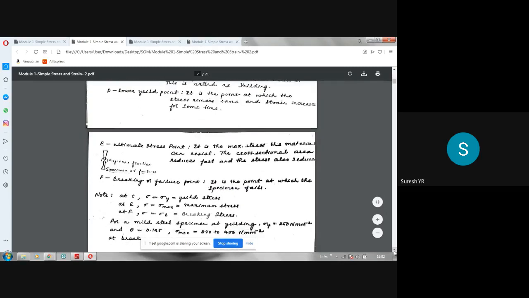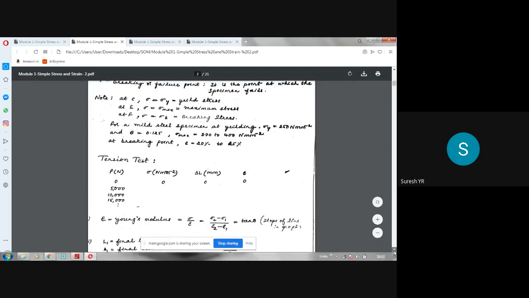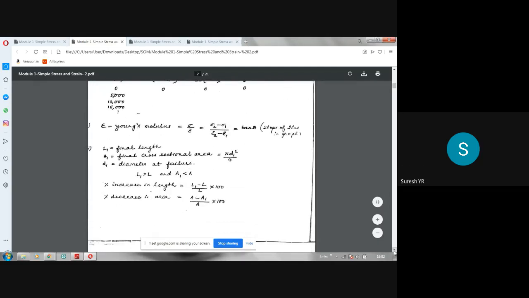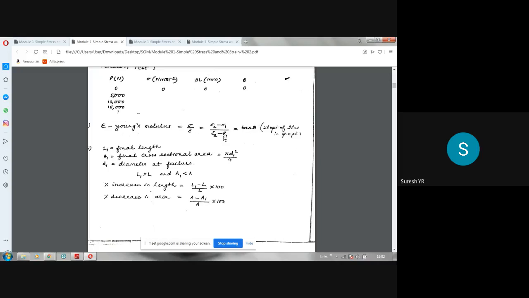From the graph we can always find out the E value, the Young's modulus value. The purpose of conducting the tension test is finding the Young's modulus value. In the straight line portion, that is in the elastic portion, we have to take the slope of that line. Your ordinate is stress, abscissa will be strain. You can take any 2 points, sigma 2 and sigma 1 are the stresses at those 2 points, epsilon 2 and epsilon 1 are the strains at those 2 points. If you take the slope, that is tan theta, that gives the Young's modulus.